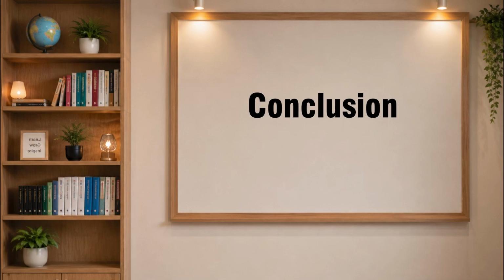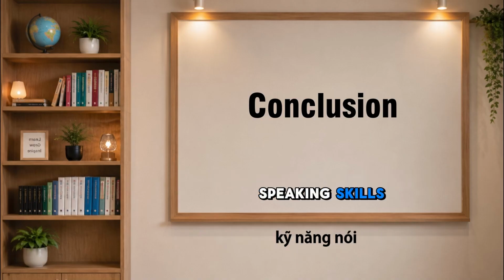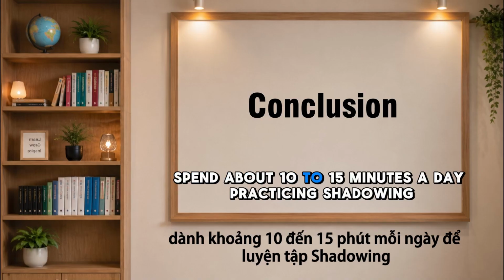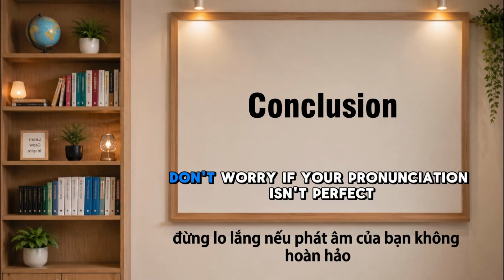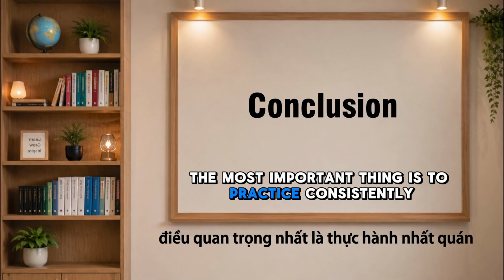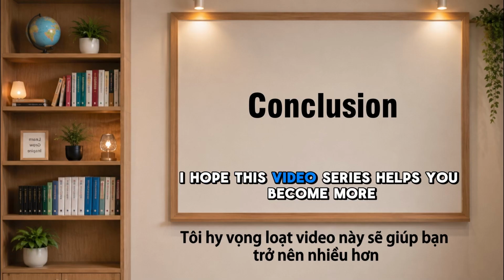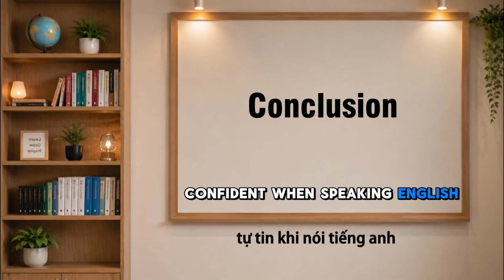Conclusion. If you truly want to improve your English speaking skills, spend about 10 to 15 minutes a day practicing shadowing. Don't worry if your pronunciation isn't perfect. Don't be afraid to speak slowly. The most important thing is to practice consistently every day. I hope this video series helps you become more confident when speaking English.